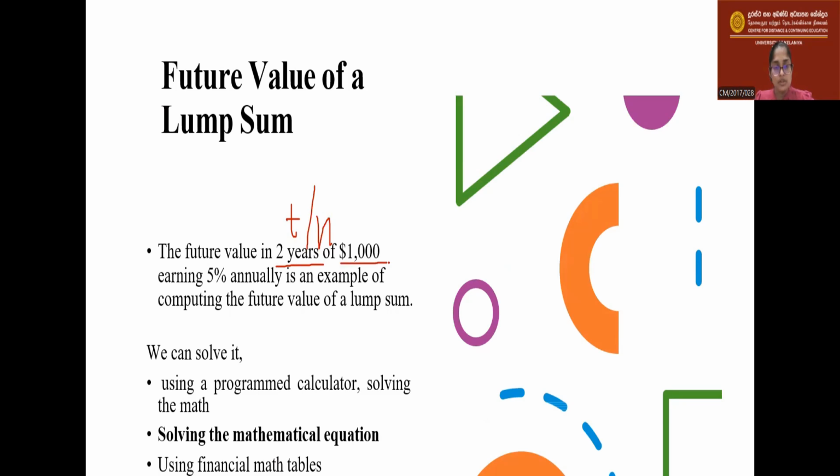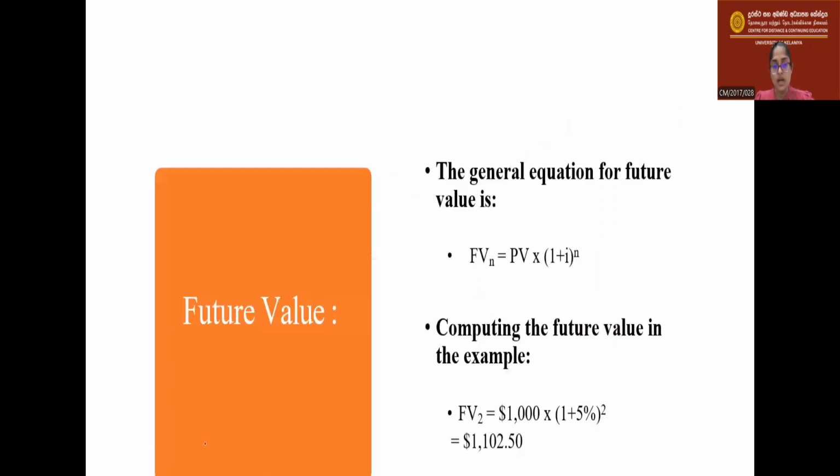What about this 1,000? It's the present value. What about the 5%? It's annual, right? It's an annual figure. If it is a monthly, quarterly, or daily figure, you have to amend it accordingly, right? 5% annually means this is your R. These are the things. Then we can directly move into the answer.